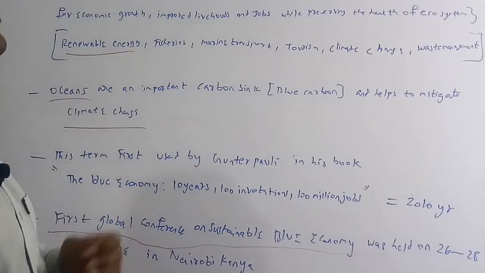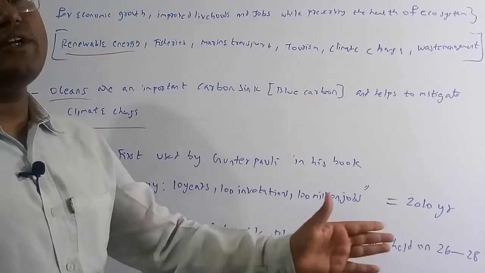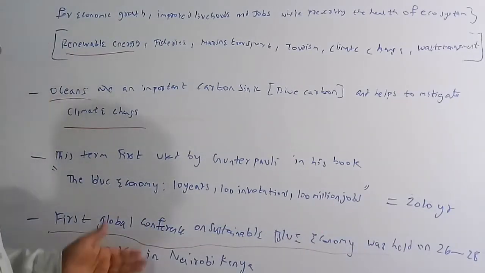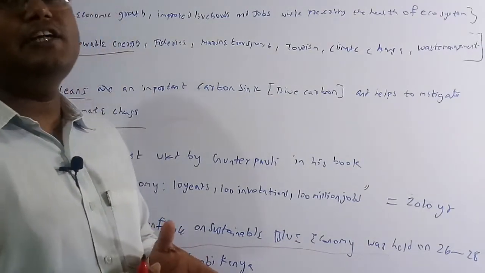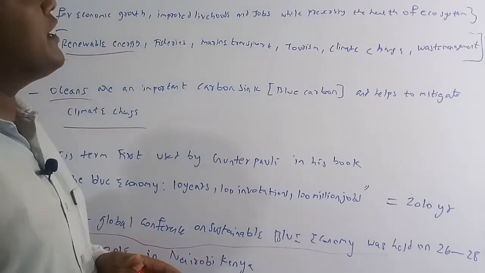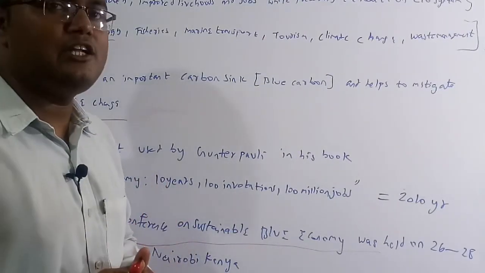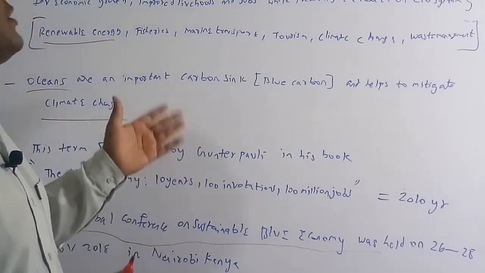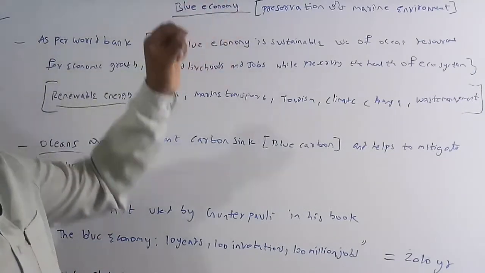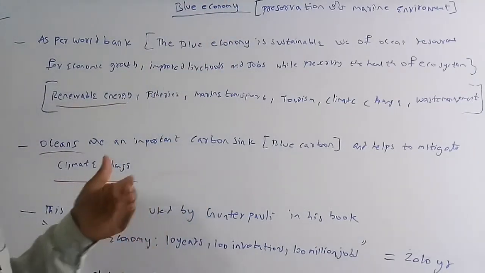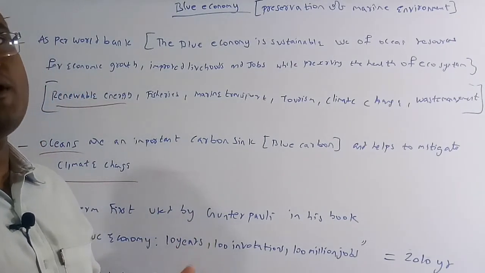So the first conference on this blue economy was held in Nairobi, Kenya from the 26th to 28th of November 2018. In this blue economy conference, they discussed what measures have been taken to take care of the health of the blue economy, means oceans. What measures we have to take in order to take care of the health of these oceans, all these things were discussed in this conference. So the blue economy is nothing but it relates to the oceans. Means we have to take care of the health of these oceans in a greater manner. Then only a lot of problems can be solved.